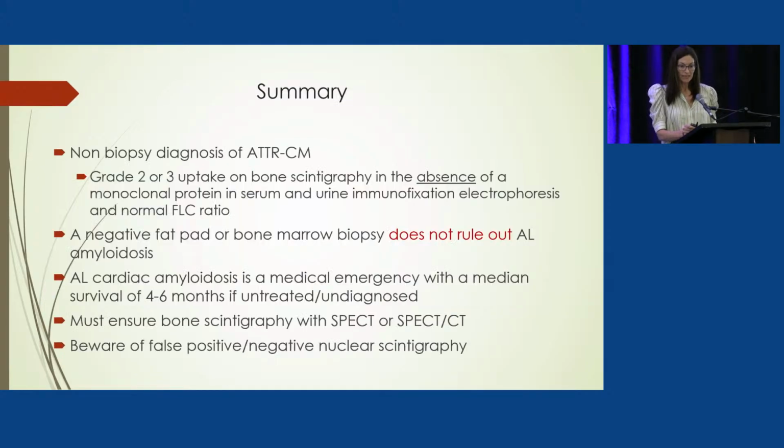So in summary, for non-biopsy diagnosis of ATTR cardiac amyloidosis, you have to have grade 2 or 3 uptake, and you have to have ruled out the presence of AL amyloidosis. A negative fat pad or bone marrow biopsy does not rule out AL amyloidosis. AL cardiac amyloid is a medical emergency with a very poor survival if it is untreated or undiagnosed. You must ensure bone scintigraphy is not just performed with planar imaging, but with SPECT or SPECT-CT, and always think about false positive or false negative nuclear scintigraphy. Thank you.